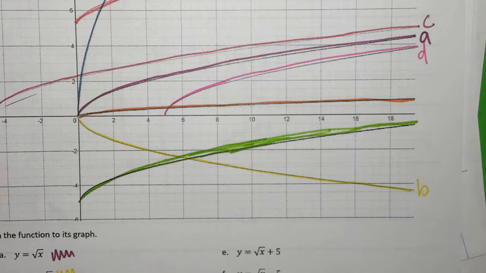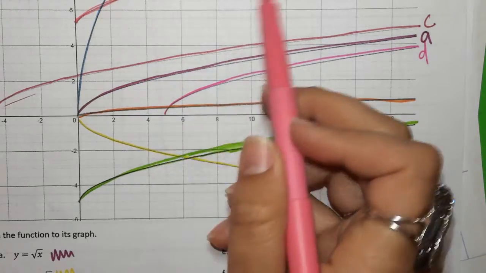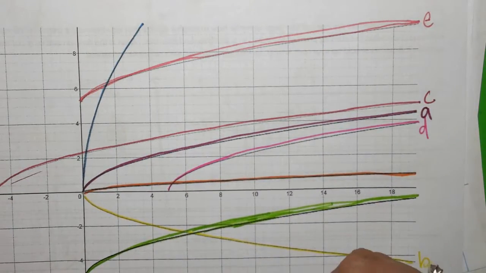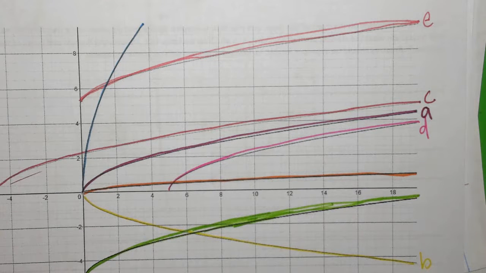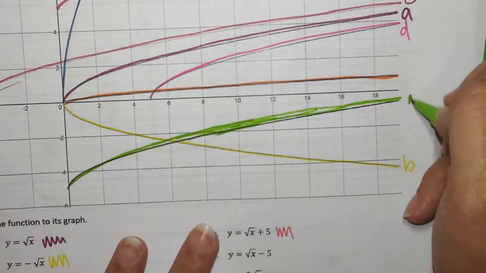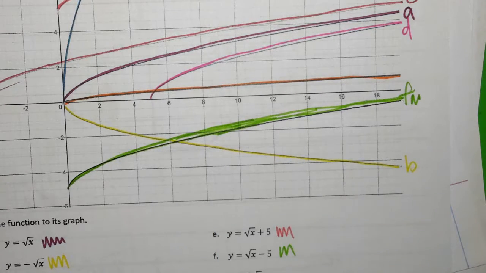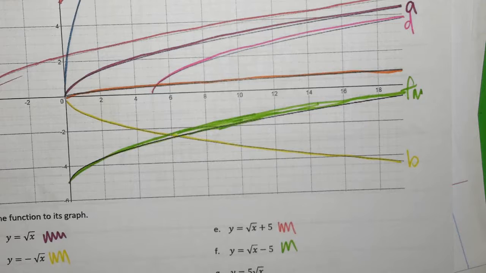Alright, so E is +5 on the outside. So +5 means it moves it up 5. So that would be this peachy color up here. -5 would move it up or down? Now it's just blue. My green.